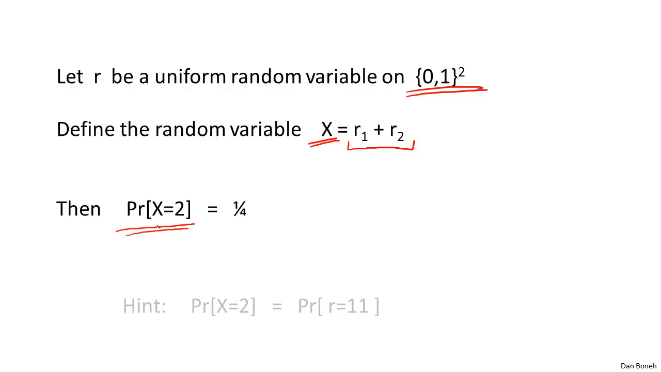So it's not difficult to see that the answer is exactly 1/4, because the only way that X is equal to 2 is if r happens to be 11, but the probability that r is equal to 11 is 1/4, because r is uniform over the set of all 2-bit strings.